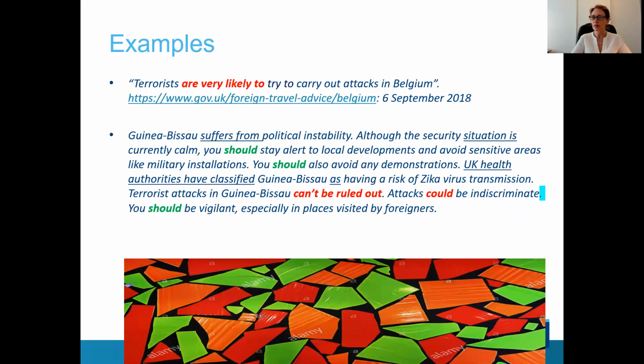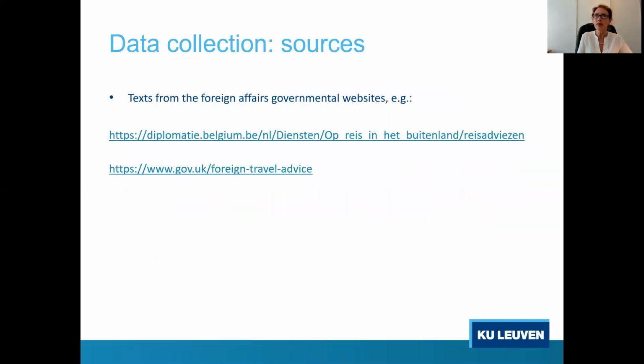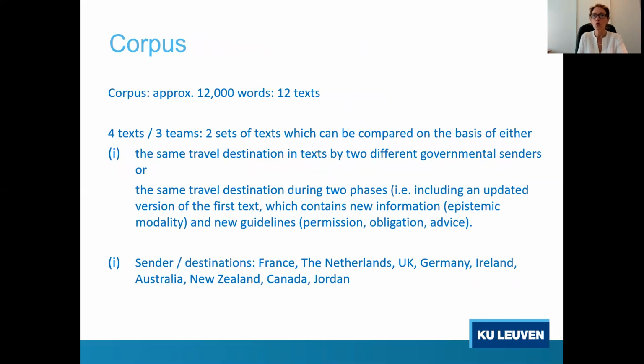So we find a few examples here, where again the epistemic examples are indicated in red, and the deontic modal examples in green. As you can see from the second example, the epistemic cases actually support the advice given in the green items. So this example, to start with: what we did, I worked with a class of students, and we collected a corpus of 12,000 words with various texts from the different destinations that you see at the bottom here.